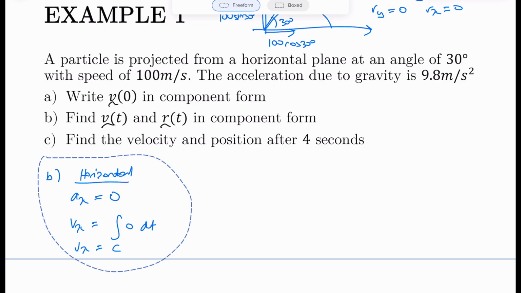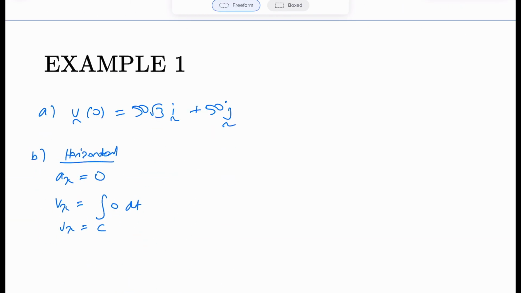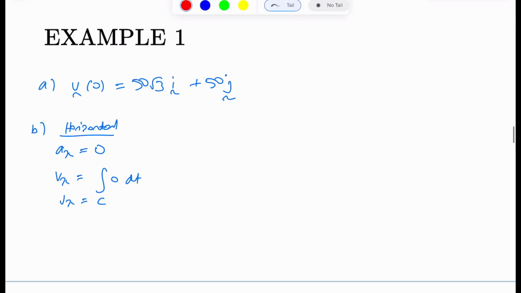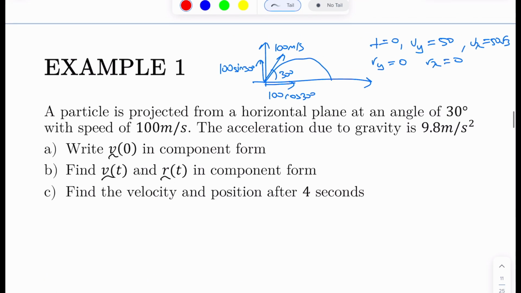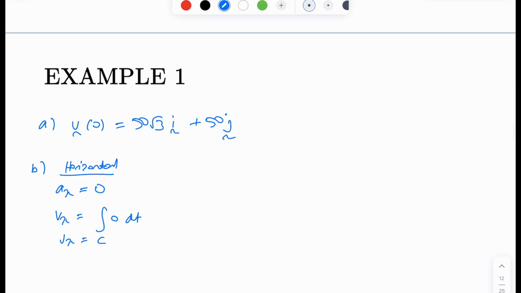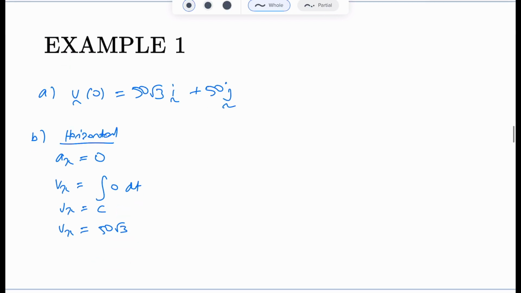Let me shift this to the next slide so I can keep writing down the page. Now, this is where I have to use my initial conditions to evaluate c. Initially, when t is equal to 0, my horizontal velocity is equal to 50 root 3. So my c value is just going to equal 50 root 3. I can conclude that my horizontal velocity is just 50 root 3.